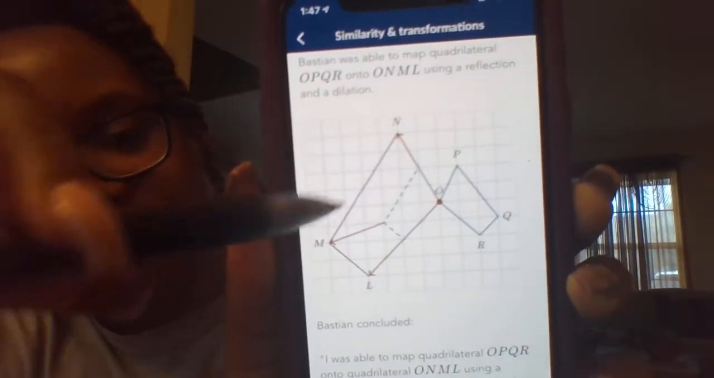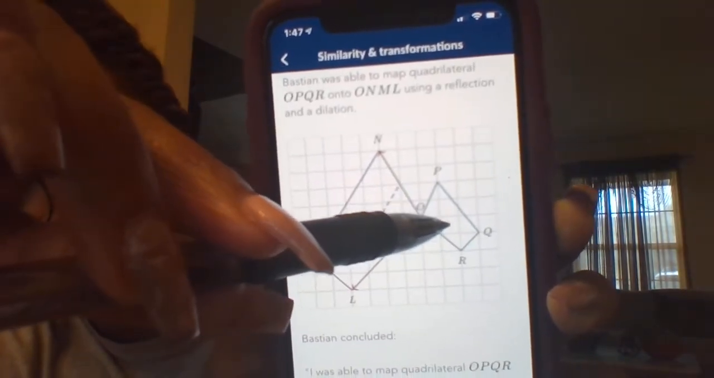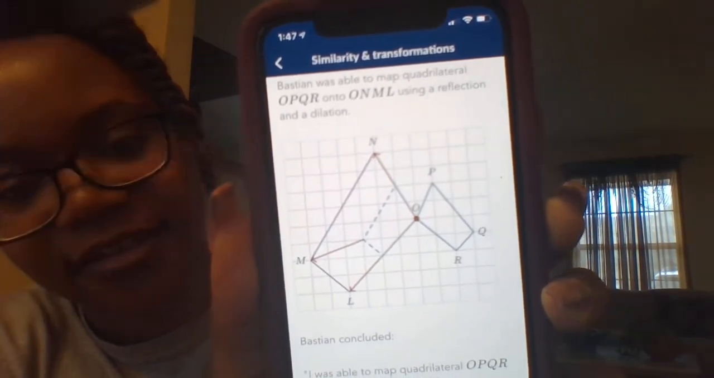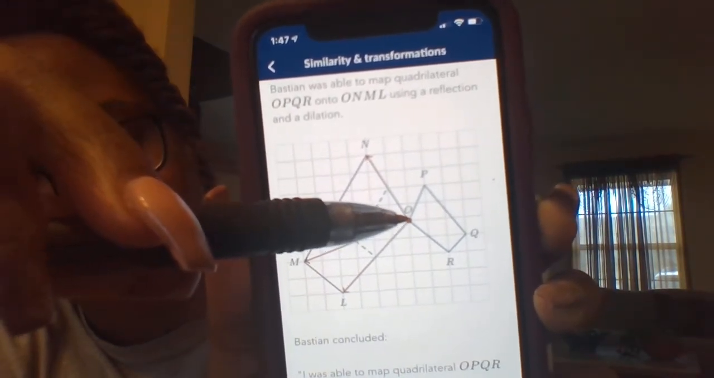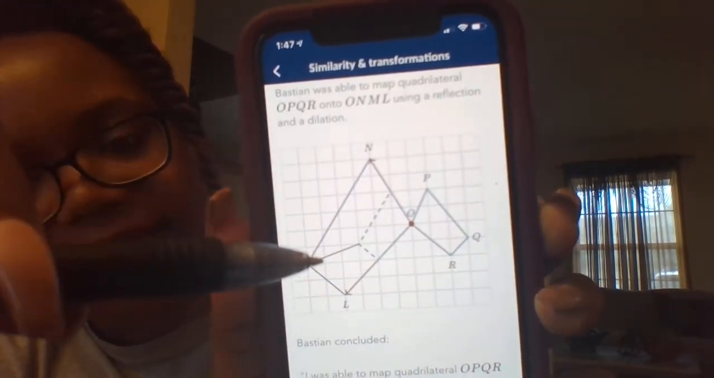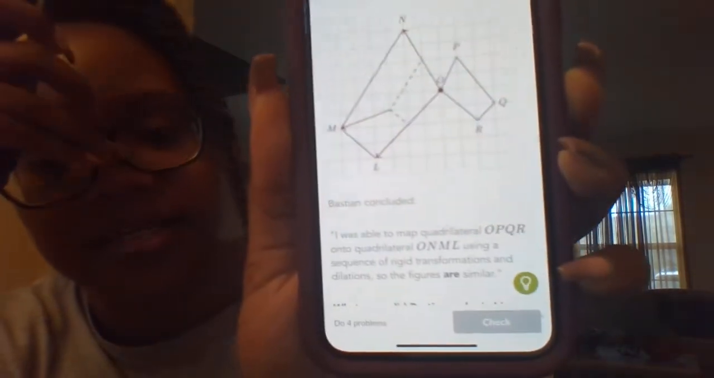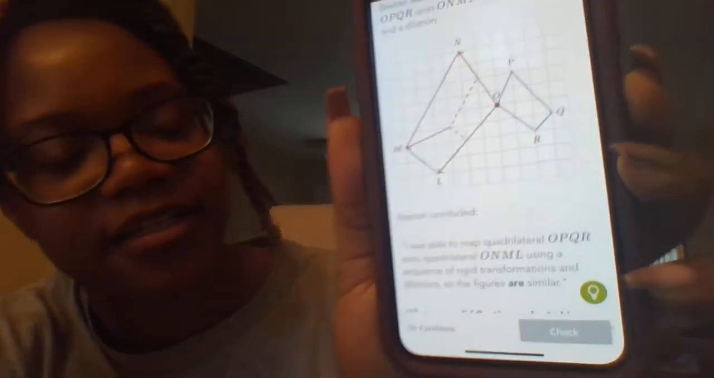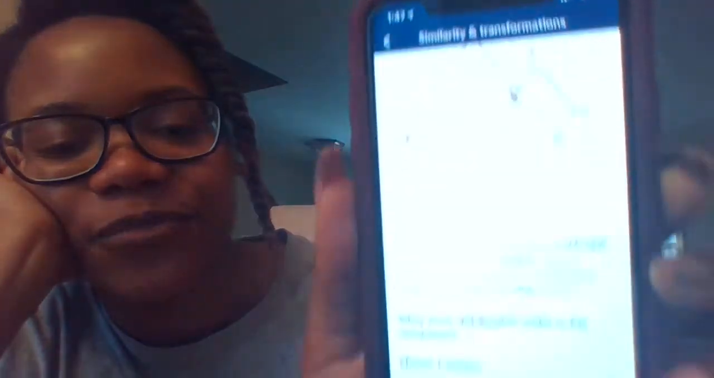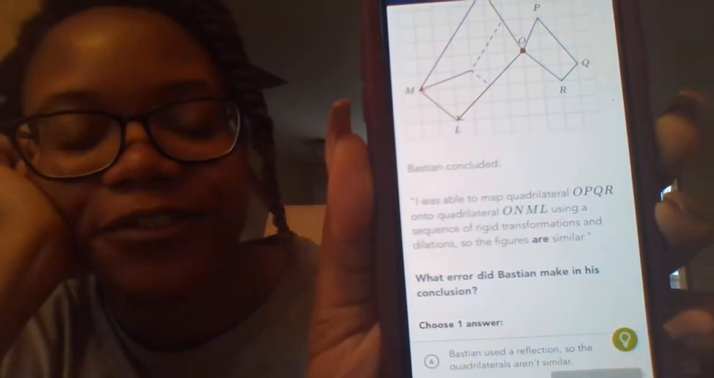So this was his original quadrilateral, a 4-sided shape. It says he reflected it and then he dilated it. So this is our final shape. Original shape was OPQR. New shape was ONML. It says that Bastian concluded, I was able to map quadrilateral OPQR onto quadrilateral ONML using a sequence of rigid transformations and dilations. So the figures are similar.